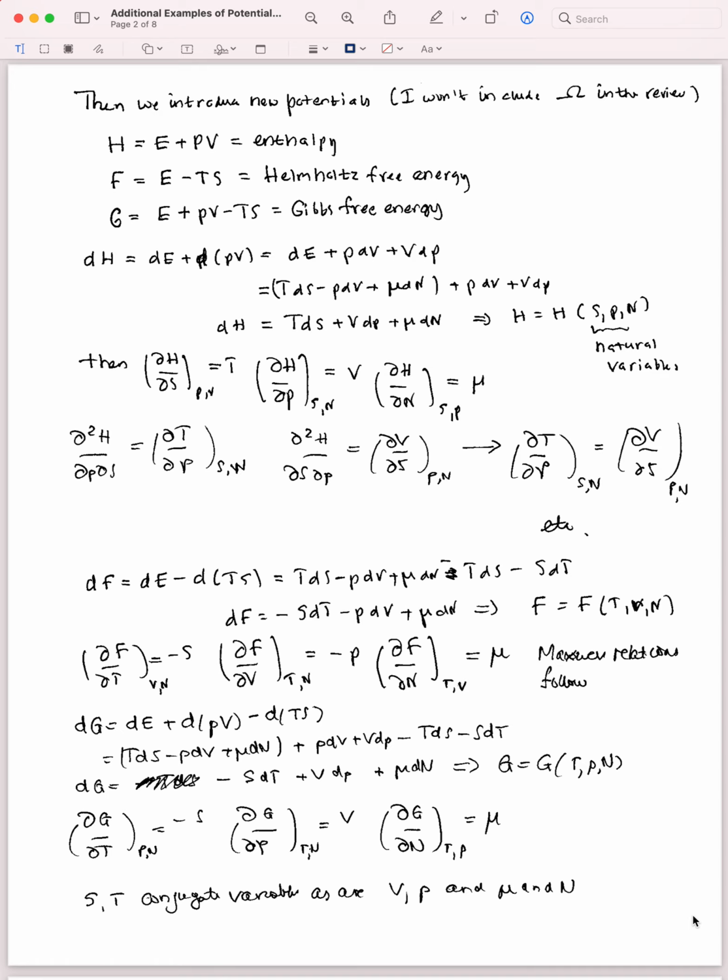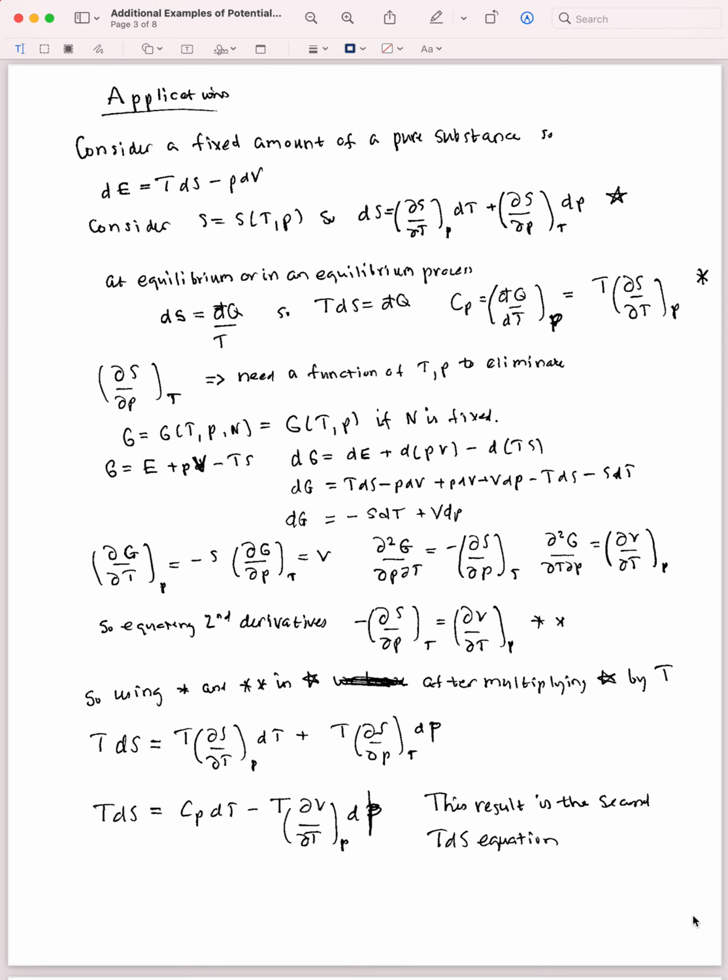On the next slide, I introduce more potentials, and I do similar sorts of things. I remind you what the natural variables are. I show you how to get to Maxwell relations, at least some of them, and we reiterate the facts about conjugate variables and what the natural variables are.